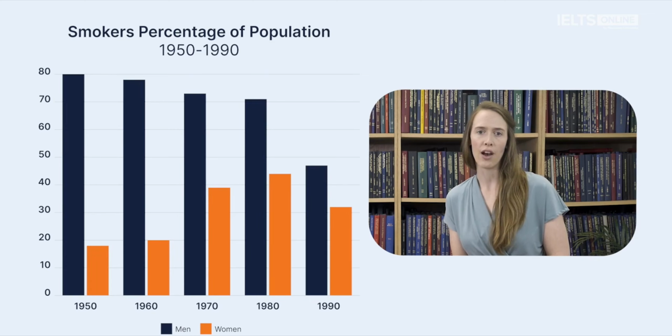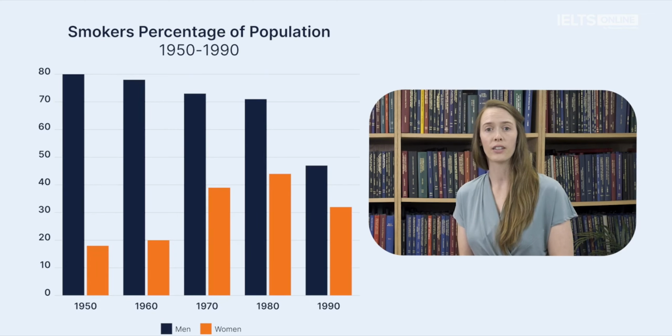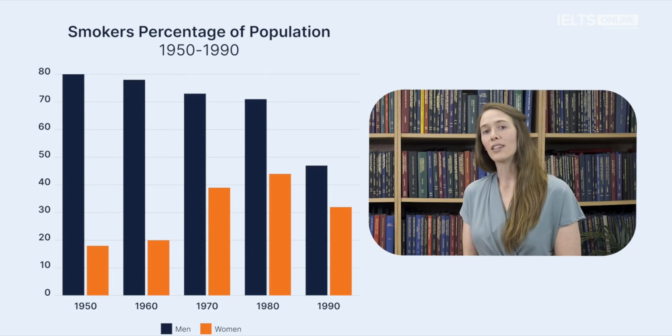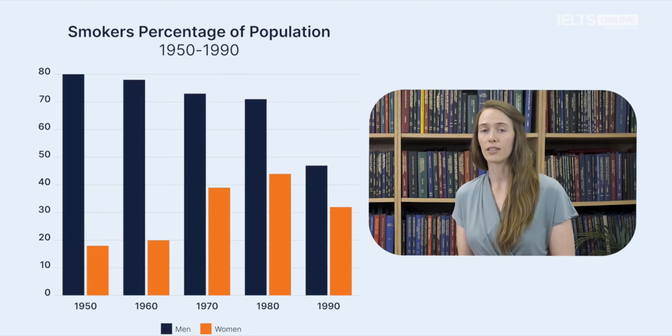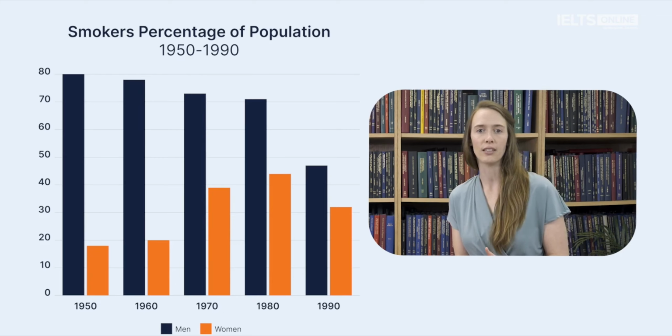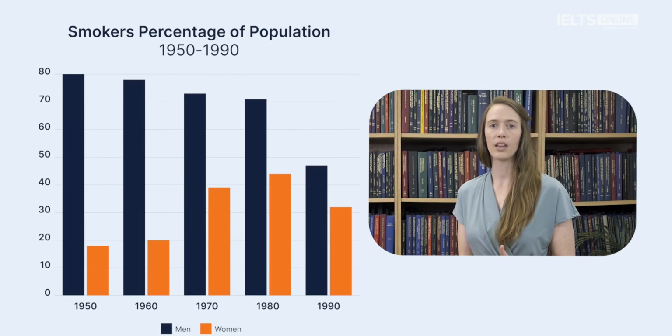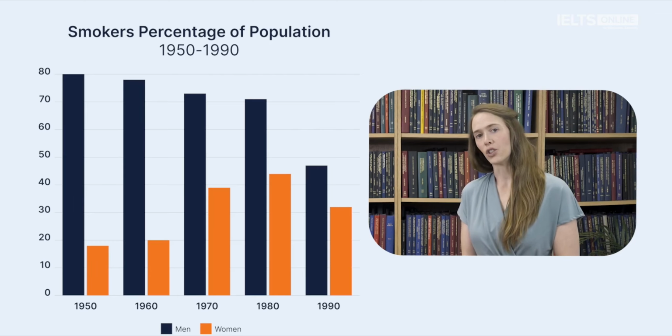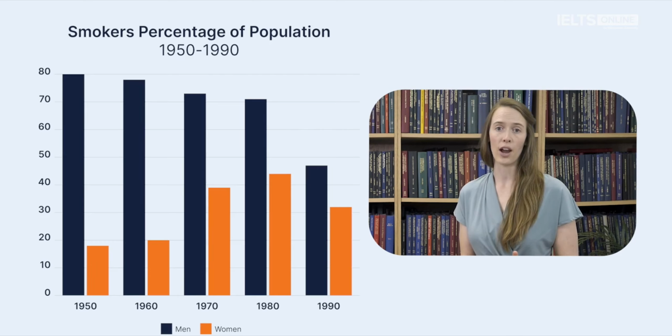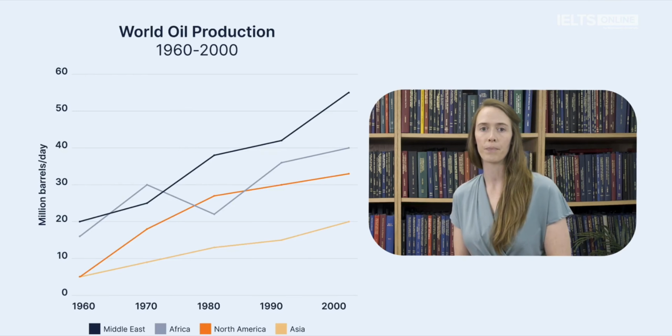The next type of graph is a bar graph. Bar graphs use rectangular blocks, or bars, to compare quantities over time. There are 5 main features of line and bar graphs that you should be aware of.